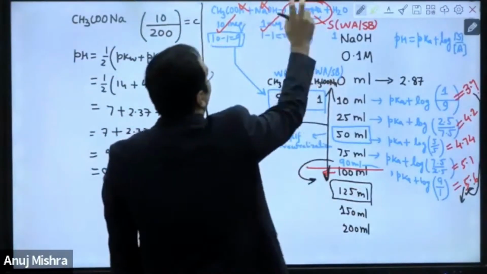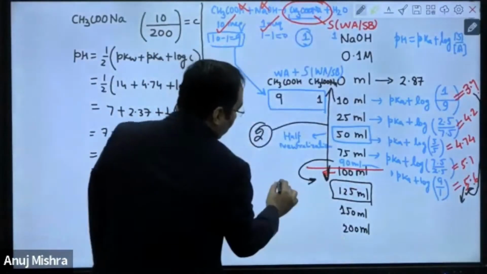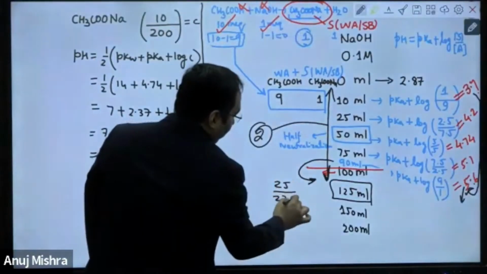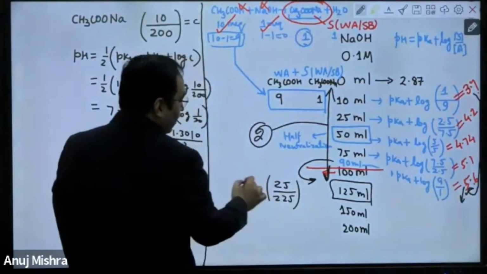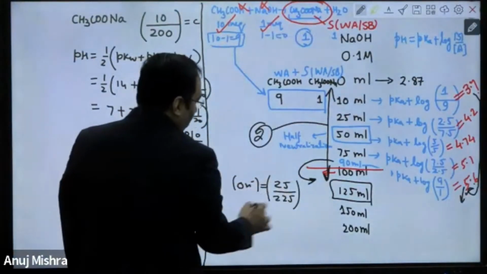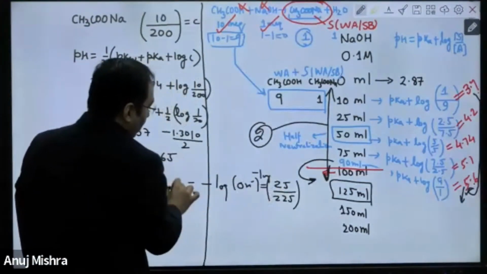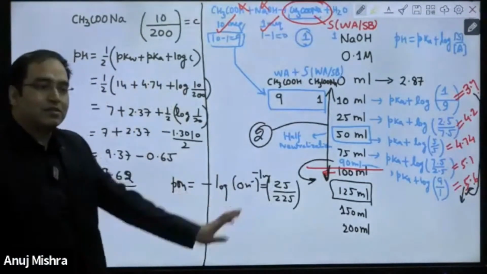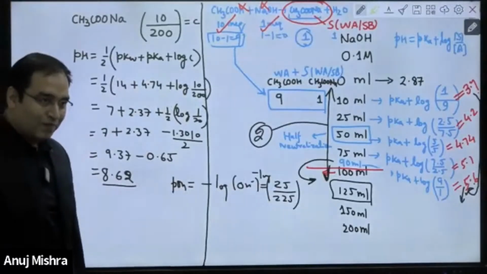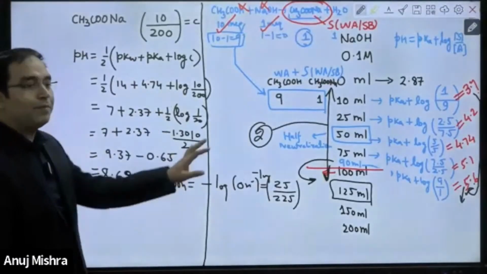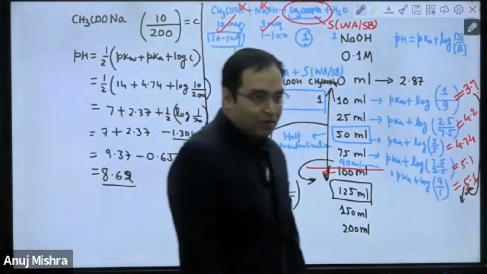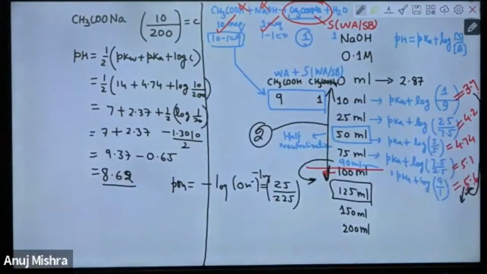125, 125, 25 mEq of NaOH remaining divided by 225 units of volume. This is OH minus concentration. Log of this number with a minus sign will be pOH, and 14 minus this number is pH. कर लोगे? It's completely governed by OH minus. आ गया? Arav, is it clear? Shyam? Sanjana, is it clear? Very good.